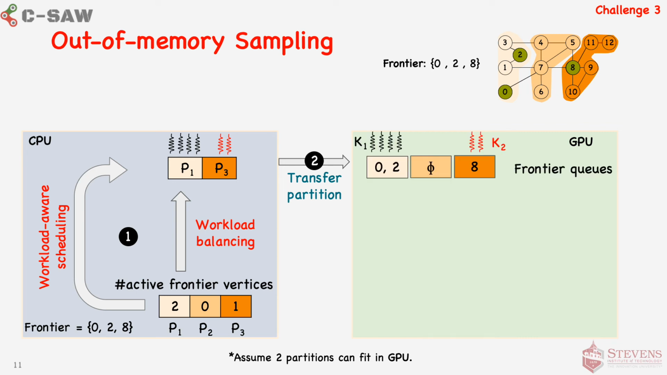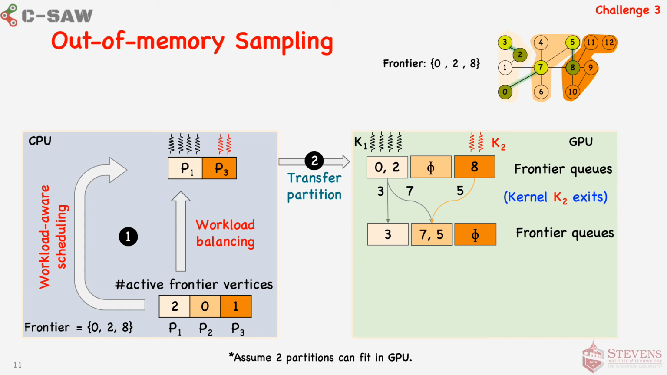Each partition has its own frontier queue in the GPU memory. After the first round of sampling, P1 has one frontier, P2 has two frontiers, and P3 has zero frontiers. Each selected partition at an iteration continues sampling as long as it has some frontiers. As P3 does not have any active frontier, sampling terminates for P3.